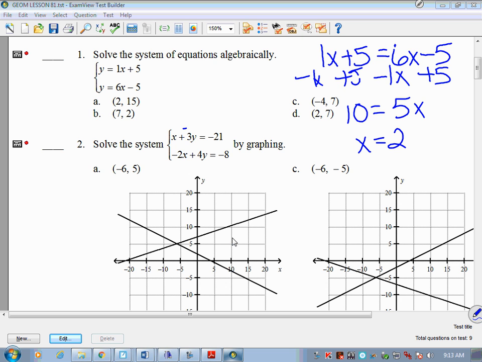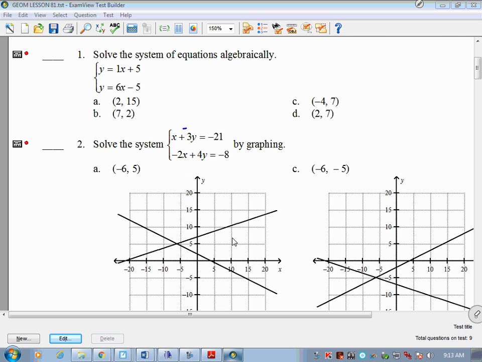Okay, there's a couple different methods that we can use for these. All right, so we should get D for an answer there. Let's look down here at number 2.